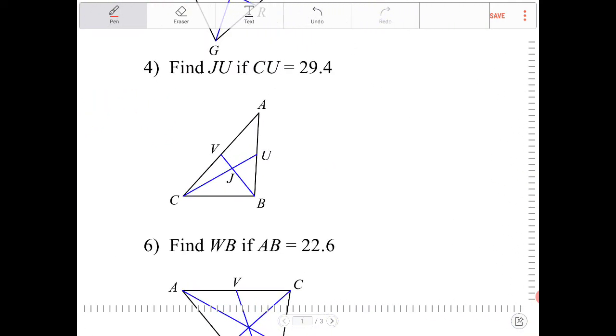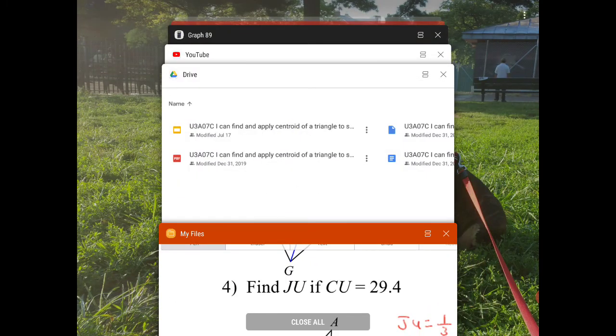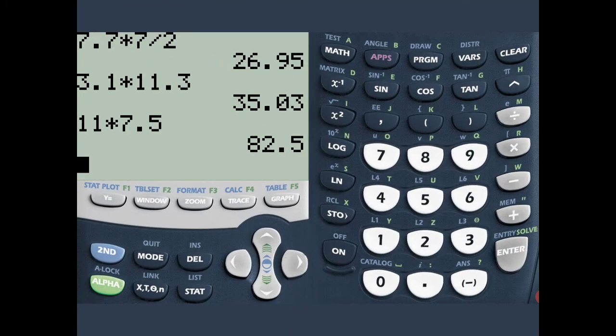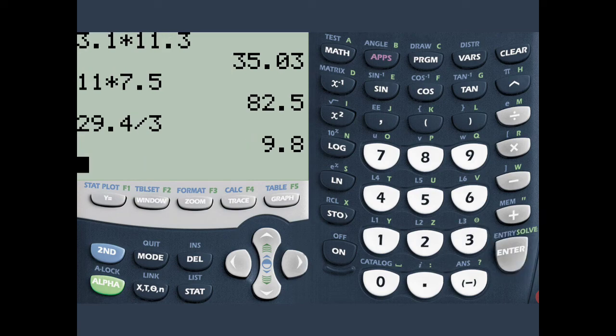Find JU if CU is equal to 29.4. So CU is 29.4. JU will be 1/3 of CU, because again, the 1/3 and 2/3 partition, remember? So it's going to be 1/3 of 29.4. I don't know what that is, so I'm just going to punch that into the calculator. 29.4 divided by 3 is 9.8.